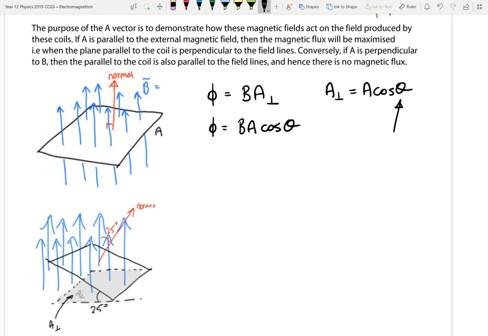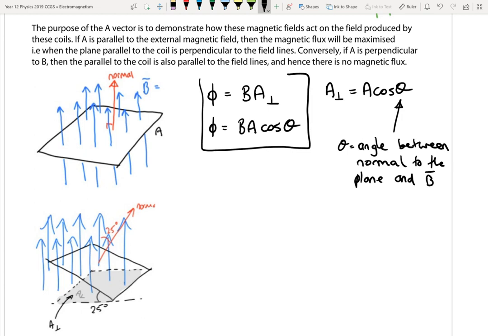But we need to make sure we have our theta understood. Theta is the angle between the normal to the plane and the direction of the field. So we'll put that in a box. This angle can only vary from 90 to 0. It'll always be the angle between the plane and kind of the shadow. Yes. So you can see in my diagram.